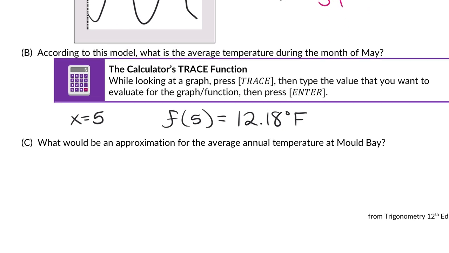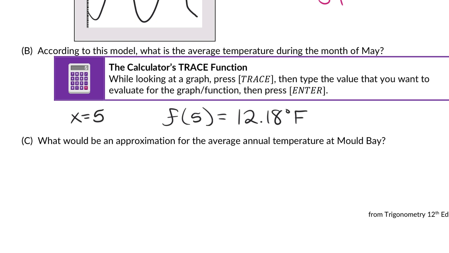So it says what would be an approximation for the average annual temperature at Mold Bay? What does it mean to do an average? Add everything and divide by the frequency. Let's work smarter, not harder. If this is an extreme value right here, and this is another extreme value, are these opposites of each other? Yeah, so they cancel out, right? What about this one? Would it have an opposite value right here? Yeah. What about this one? Would it have an opposite value? Yeah. So if all of these are going to cancel each other out, what is the average annual temperature in this city? It's a great question. 0? It's 0. This average annual temperature is going to be 0 degrees.